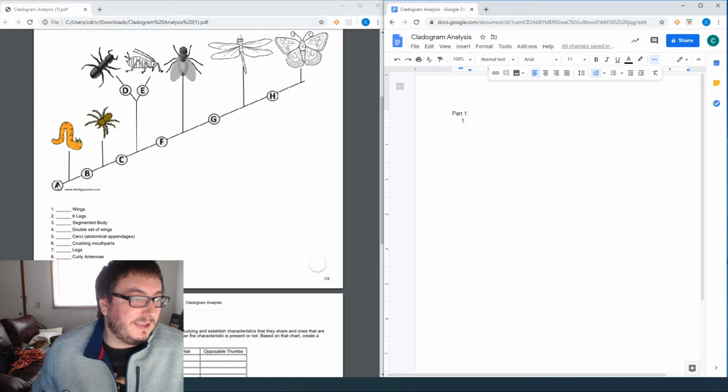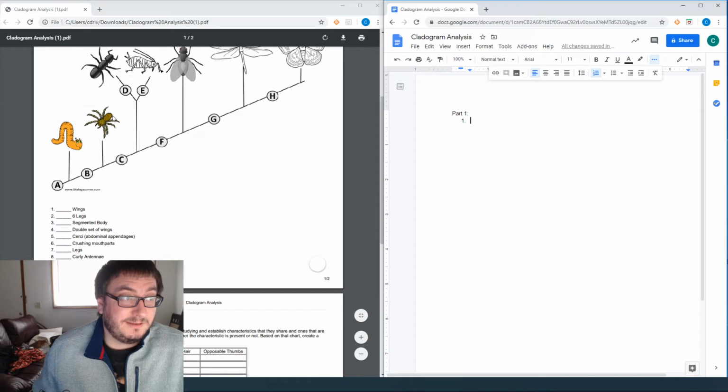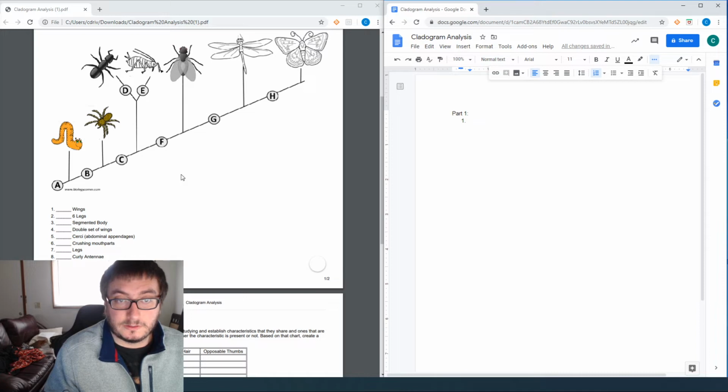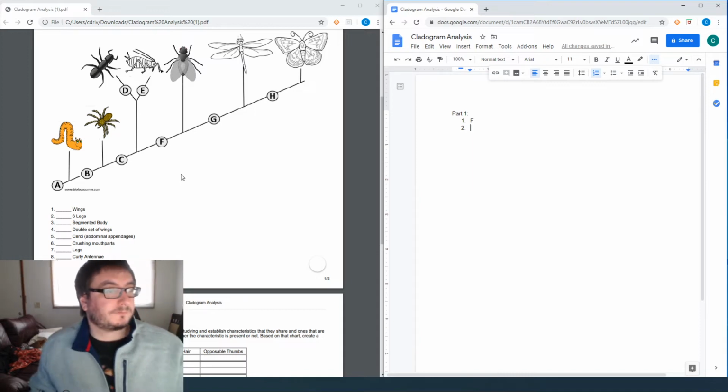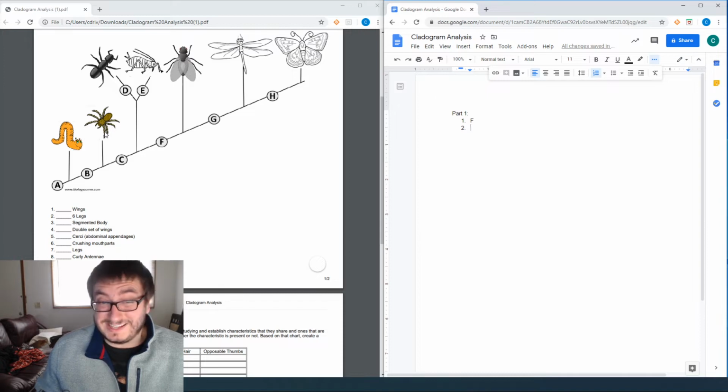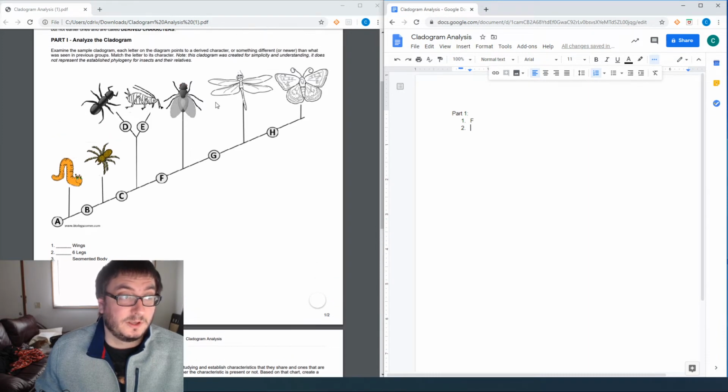And if I had to say, number one, where would wings first get developed or first appear? You don't see them in anything before the fly here. So wings, this derived characteristic, would be right there, letter F. On your Google Doc, one would be F. Two is 6 legs. If we look up here at our spider, it has 8 legs. So 6 legs have not developed. But all insects do have 6 legs, from the ant here to the butterfly. So when would the 6-legged thing first develop? That would be letter C.